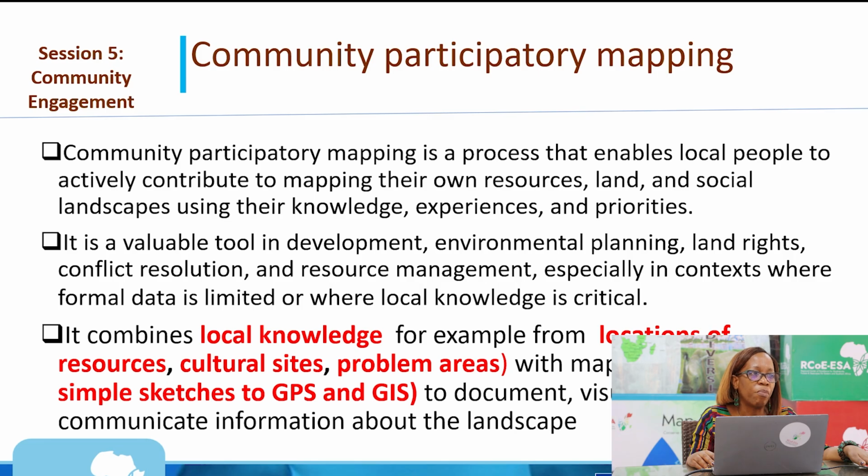It is also a valuable tool in development, environmental planning, land rights, conflict resolution, and resource management, especially in contexts where formal data is limited or where local knowledge is critical. Community participatory mapping combines local knowledge, for example, from locations of resources, cultural sites, problem areas, with mapping tools from simple sketches to GPS and GIS to document, visualize, and communicate information about the landscape.